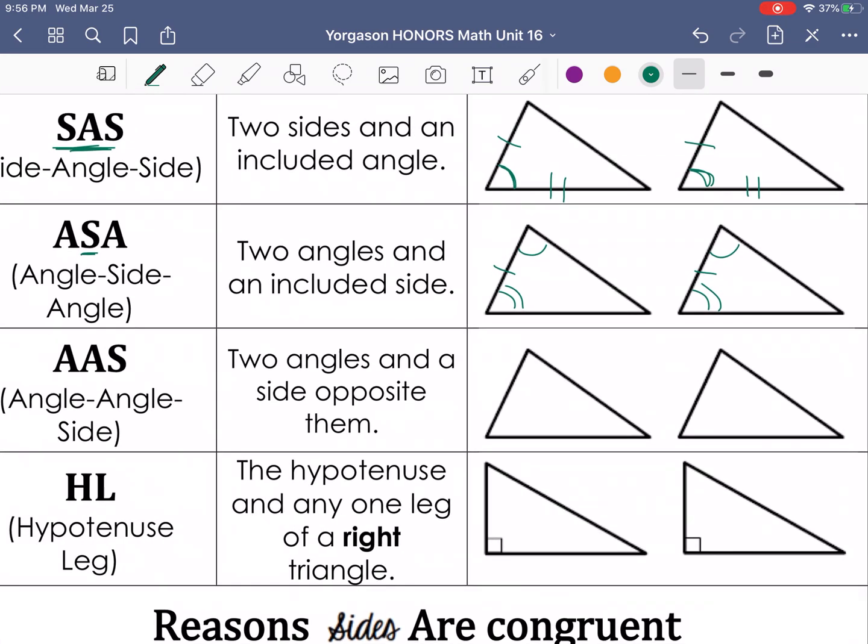The other one is angle, angle, side. Now with this one, the order matters: the side we're talking about is not the side between the two angles, or the included side. We've got the two angles and a side opposite them, or a side after that. They both work.